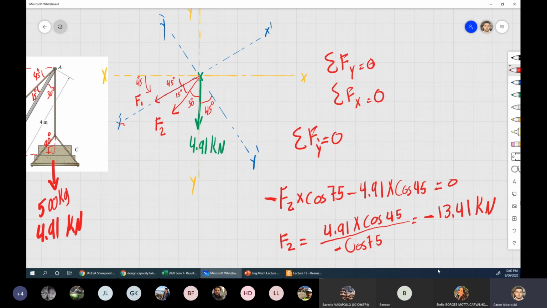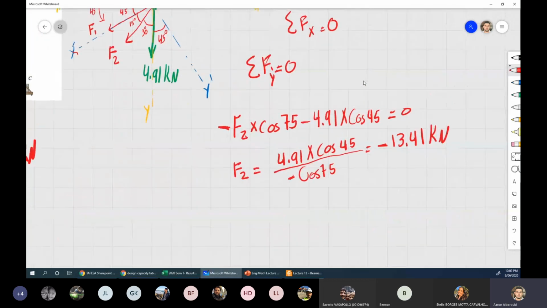Can anyone tell me? It is in compression. Exactly. So we assume the force in tension. That means the force is in the opposite direction, in compression, which for us is really not very important at this point. We know it's going to be in compression. So we can say F2 equals 13.41 kilonewton in compression. Is that the same answer you got there, Severio, with your method? Yes. Okay, good. So we got that to start with.